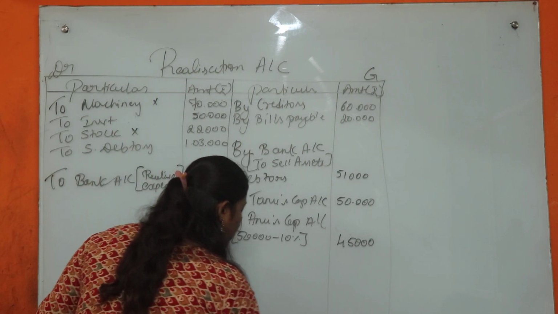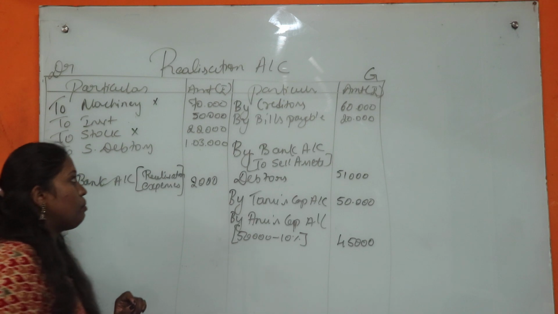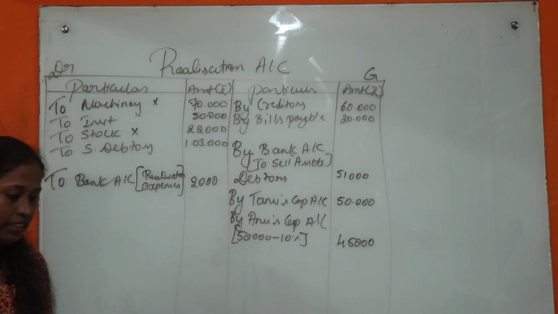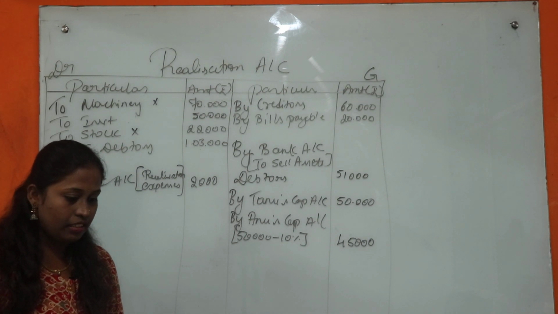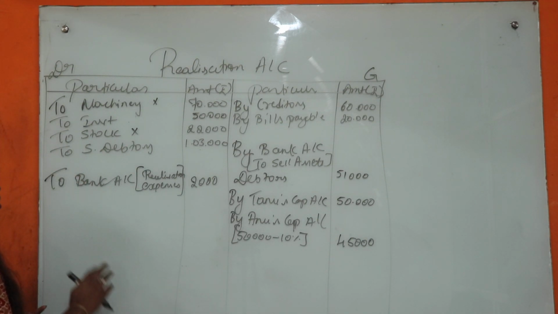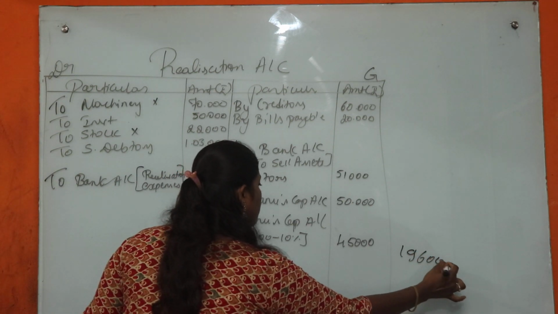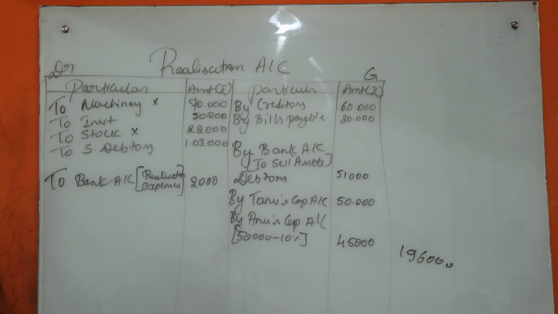Let us balance this right now. Take the total of the credit side, take the total of the debit side, and check which side is more. Who is online? Getting the points clear, right? This one, 1 lakh 96,000. So what are we getting on the debit side of the book?